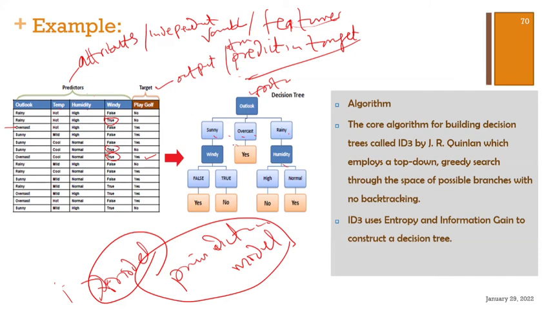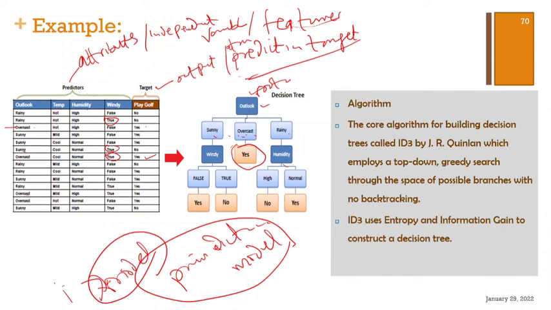You can see here from Outlook, anybody who is overcast is automatically yes. All overcast, yes. This is one reason why Outlook is a good one to start with. And you are going to see how we can use the entropy and the information gain to decide that Outlook is actually the best way to start. This is just showing you the result, but how did we get this particular result? We're going to go into it in detail as we move on, inshallah.